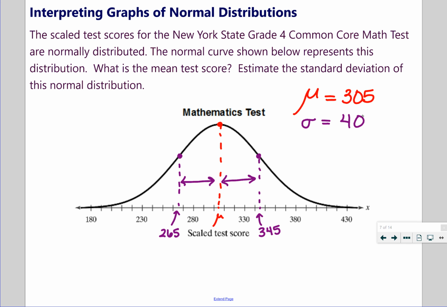All right, try the next set of questions on the bottom left slide on your paper. Those should be, again, some quick little practice with this. Mean, standard deviation from our normal curves.